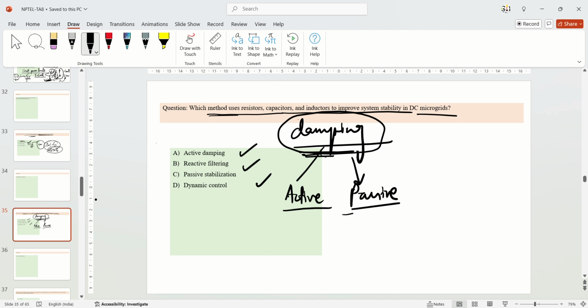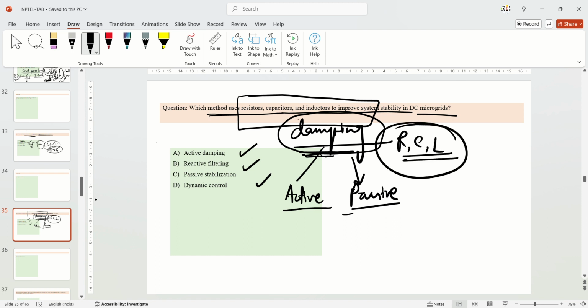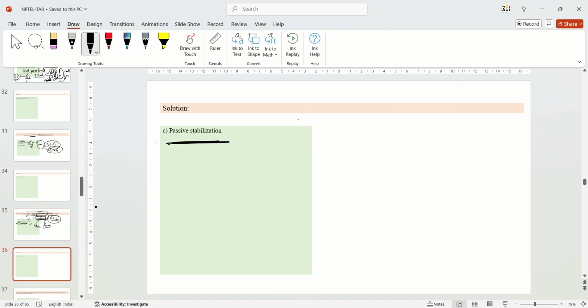Okay, let me give the solution for this. The methodology using these R, C and L values to improve stability is passive stabilization, a kind of passive filtering. Active components don't use the resistor. A resistor is a dissipating element, and the capacitor and inductor are storing elements. So the answer is passive stabilization.